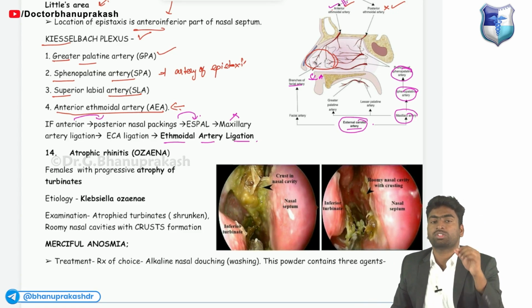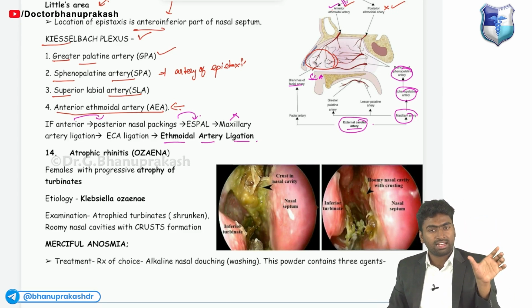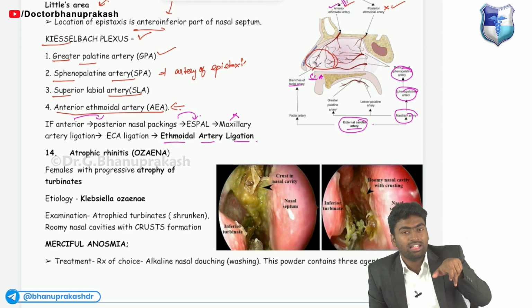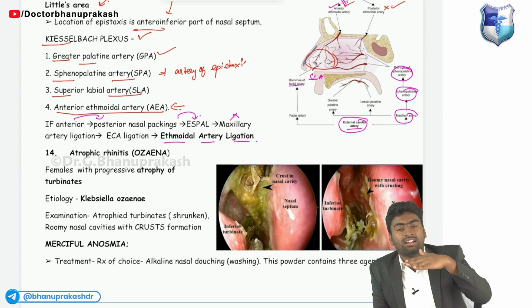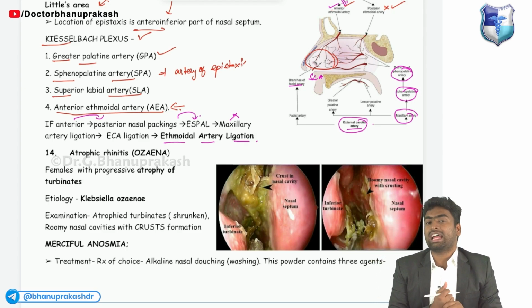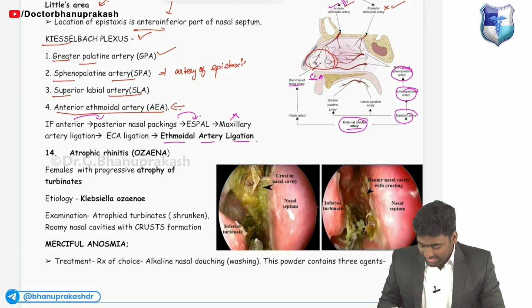Just remember this much. First we pinch the nose. Then we do anterior nasal packing, posterior nasal packing. Then we ligate the sphenopalatine artery. Then the maxillary artery. Then the external carotid artery. Then the anterior ethmoidal artery. Just remember this much. Fine. Then we'll move on to the next condition.